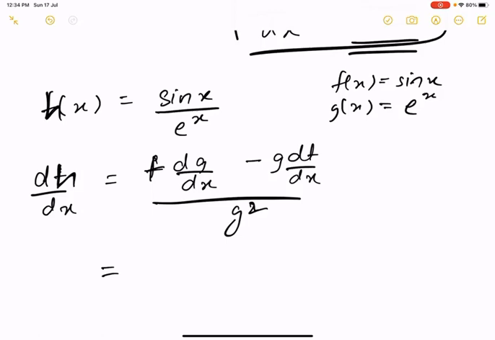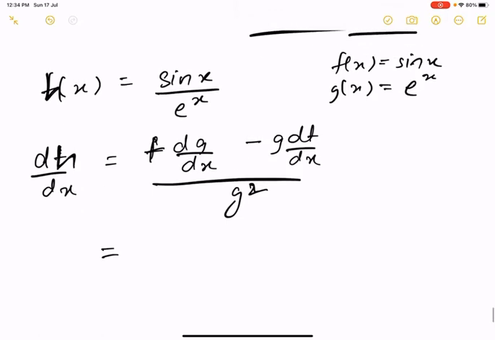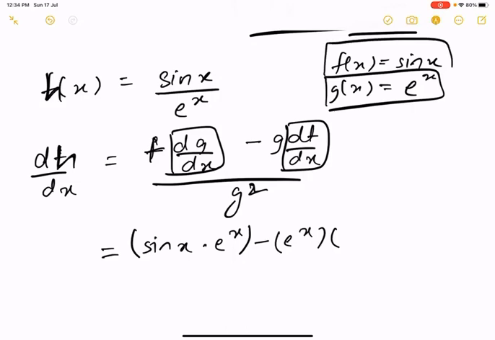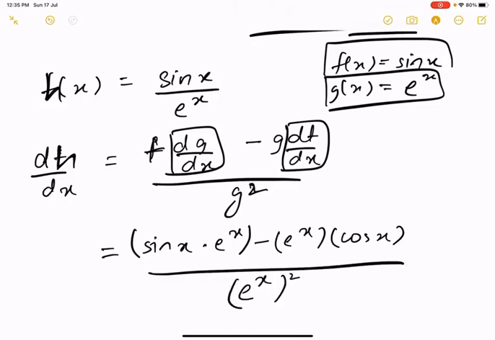So when you have division, how will you find the derivative? You will use this formula. So f is your sin x multiplied with dg/dx. dg/dx means derivative of e raised to x. Derivative of e raised to x is e raised to x, minus g. What is g again? g is e raised to x, times the derivative of f. What is f? f is sin x. So derivative of sin is cos, divided by g squared, which is e raised to x, squared.